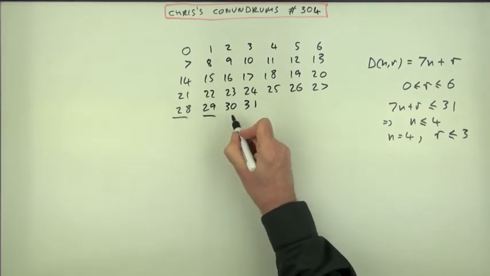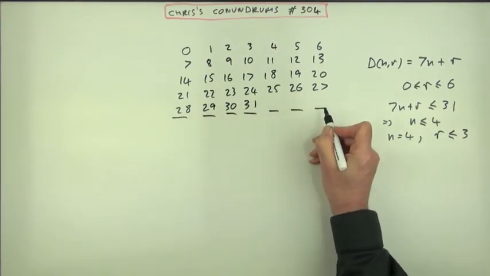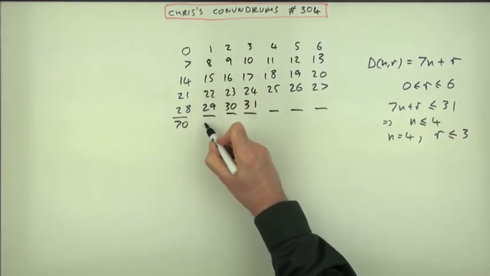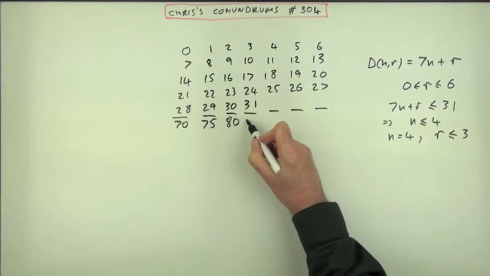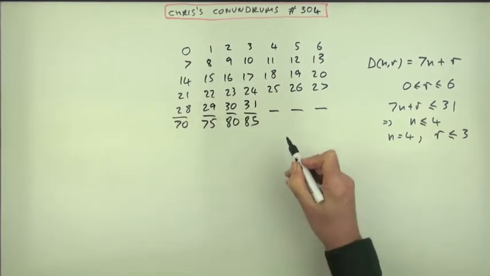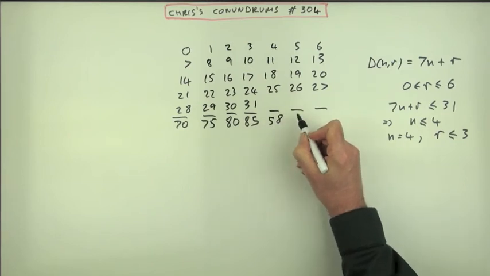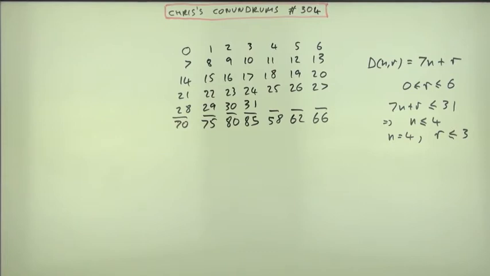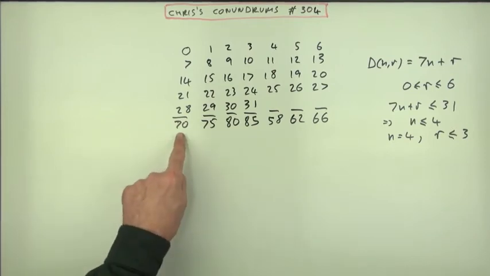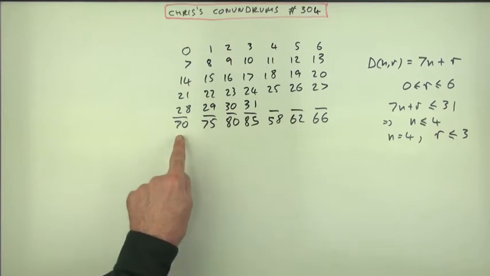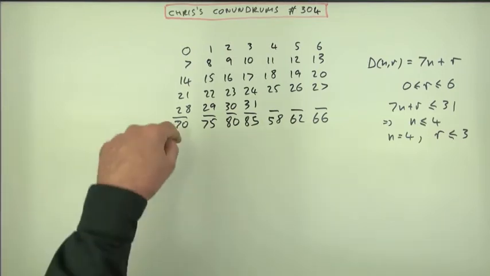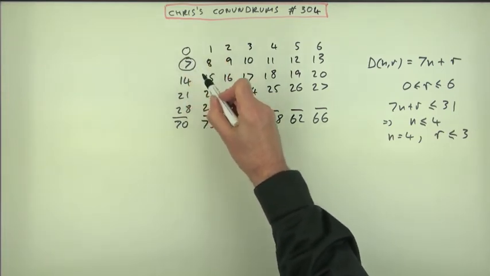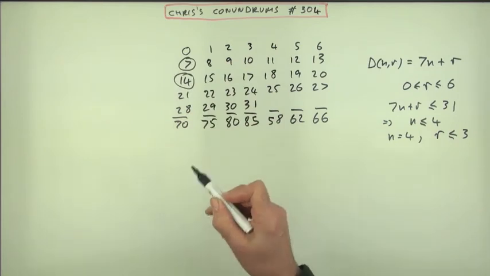But what have we got in this pattern? Just totaling these days. Well, this one comes to 70, this comes to 75, this comes to 80, this comes to 85, this drops down to 58, this one's 62 and this one's 66. So consecutive days when the month's total for that day is a multiple of one of the dates. Well, 70 is a multiple of 7. It's also a multiple of 14, but none of the rest.